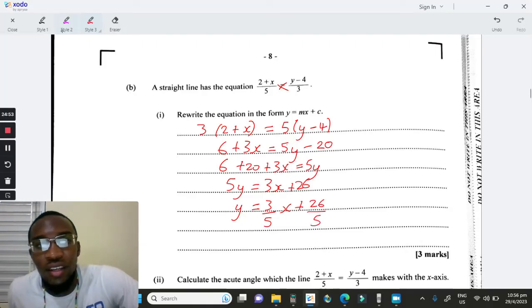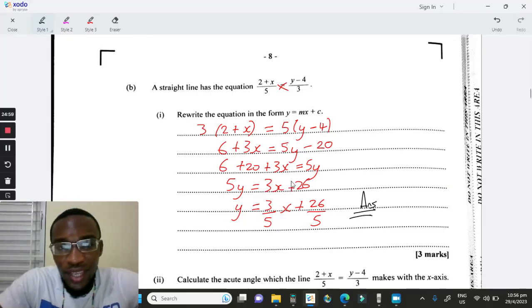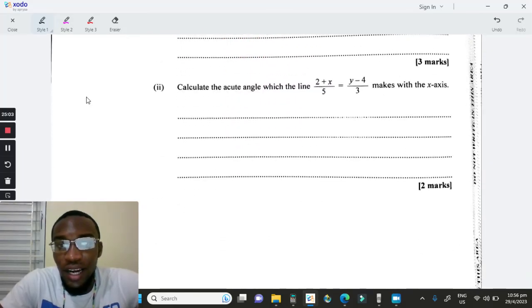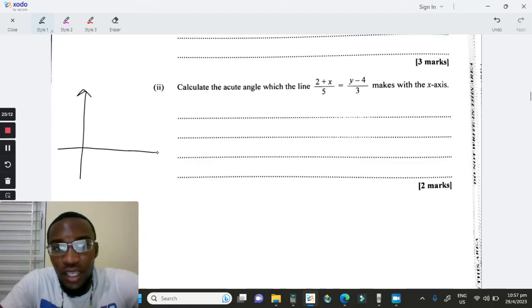And that's it in the form y equals mx plus c. Easy. Nice. Now, the next part says calculate the acute angle which the line makes with the x-axis. To work out the acute angle, the first thing I want you to do is draw a sketch.